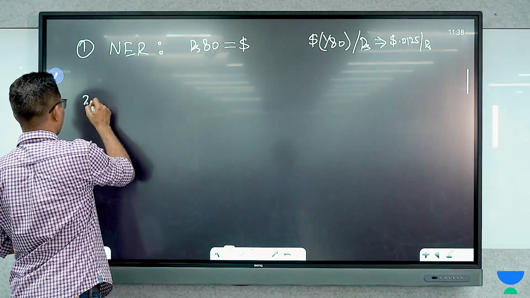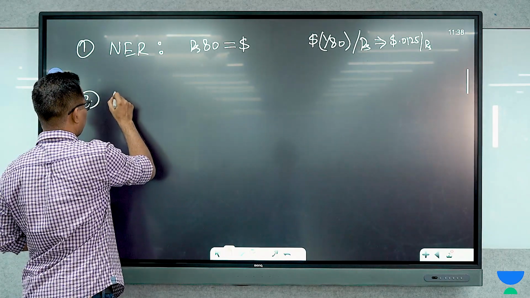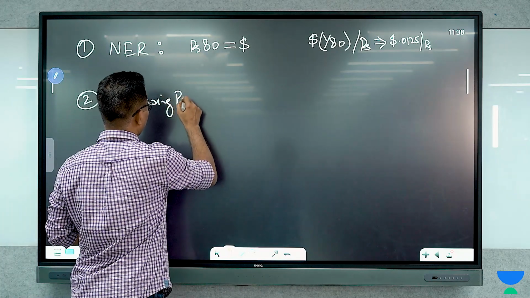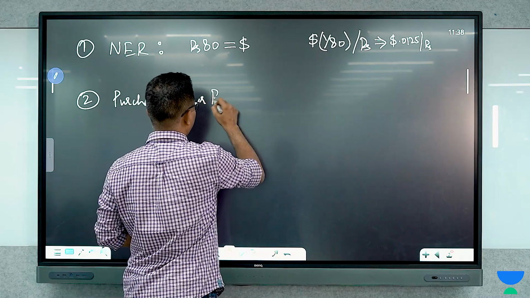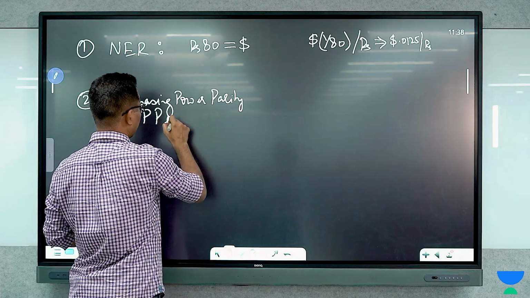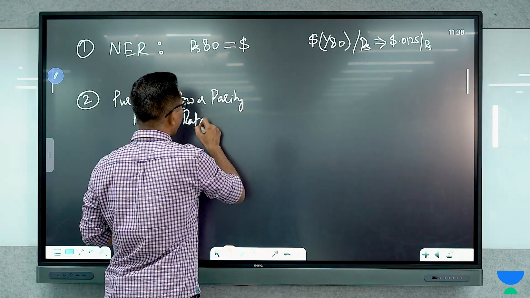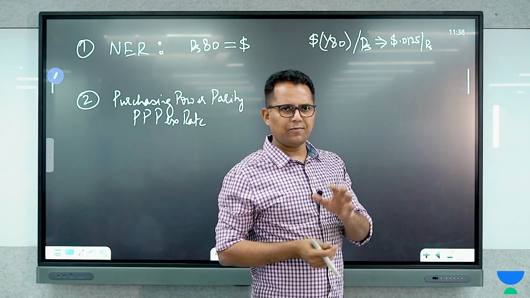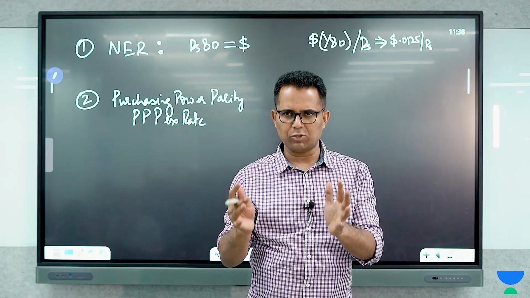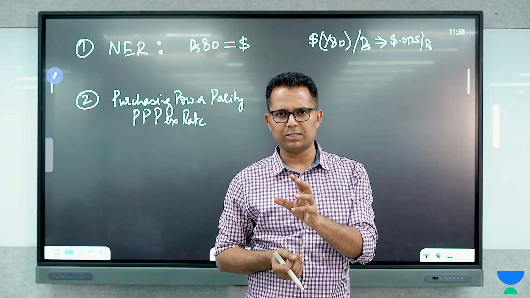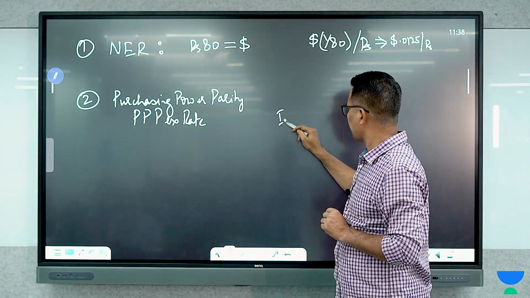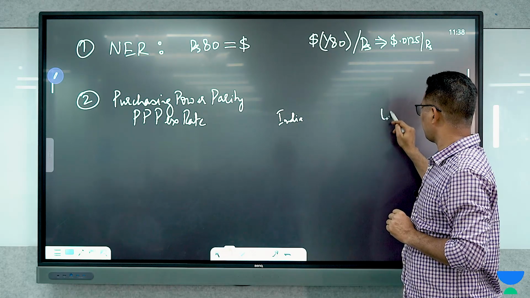Now the second is the PPP exchange rate, purchasing power parity. PPP exchange rate means if a particular basket of commodities in India you can purchase in X rupees. Let me just explain with an example. If this is India and this is US.